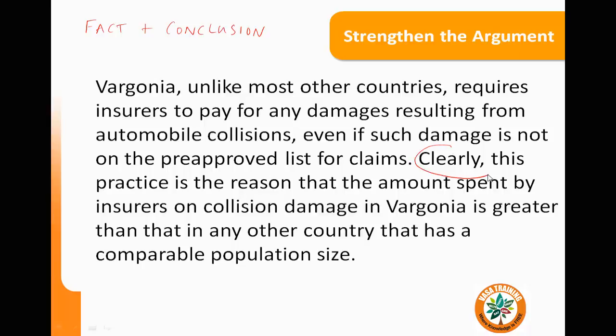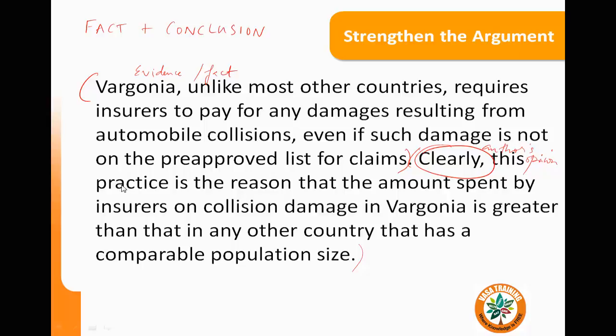The word clearly is a dead giveaway. Any sentence with the word clearly has to be the author's opinion, without a doubt. So in this argument, there are two sentences. The first part, from here to here, is the evidence part or the factual part, and the last sentence is the author's point of view. So this is what we want to strengthen. What do we want to strengthen?